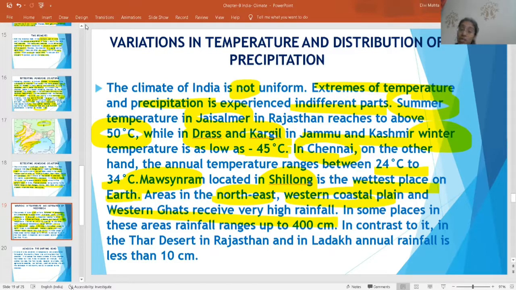They receive very high rainfall because the monsoon starts from the southwest, and the southwest monsoon winds cause rainfall. In some places, rainfall ranges up to 400 centimeters, as in Mawsynram. If I go to the Thar Desert in Rajasthan and Ladakh, which is a cold desert, there is less than 10 centimeters of rainfall.